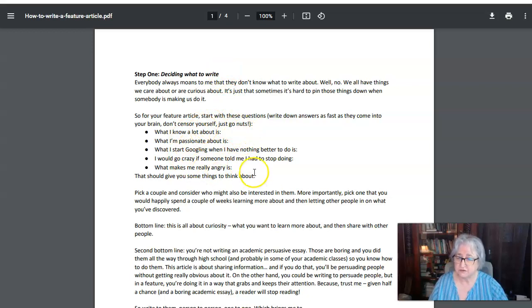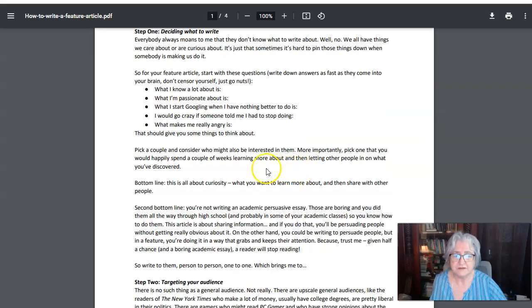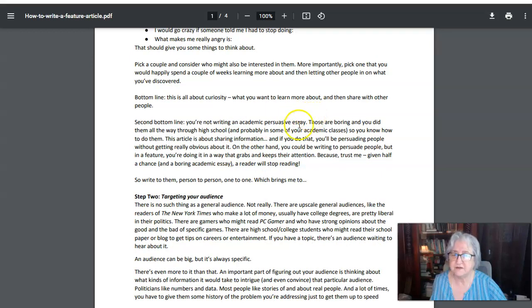Start with these questions. Right? This is a great list. What I know a lot about, what I'm passionate about, when I start Googling, what do I Google and just don't want to stop, right? I'd go crazy if somebody told me I had to stop doing, or what makes me really angry. Okay, so from that, it should give you something to write about if you're not going to come right out of your discourse community, which is fine. Okay, so it's all about curiosity, and you're not writing an academic persuasive essay. They're boring, right? Don't do that. Write them person to person.